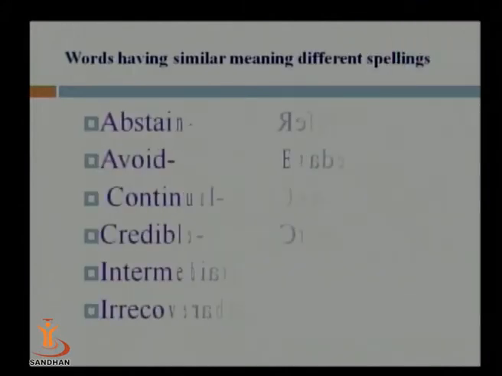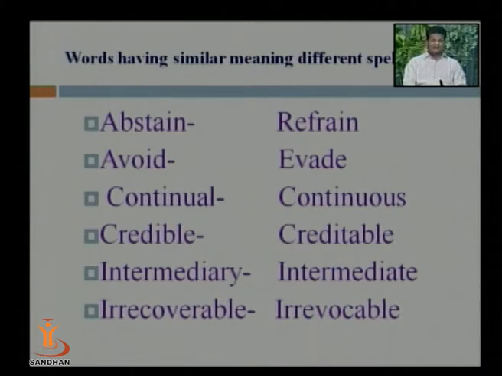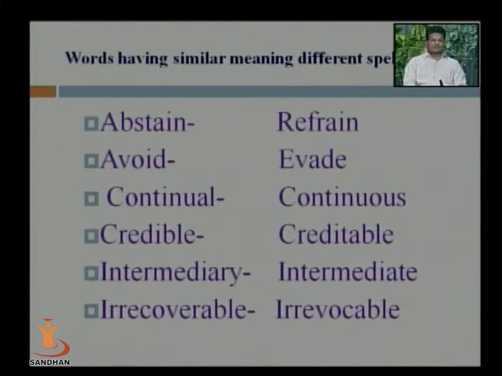Now, we'll see words having similar meanings, different spellings. Here, meanings are similar, the spellings are entirely different. Abstain, refrain, avoid, evade, continual, continuous, credible, creditable, intermediary, intermediate, irrecoverable and irrevocable. All the pairs have the same meanings. We'll see 2 or 3 word pairs with examples.